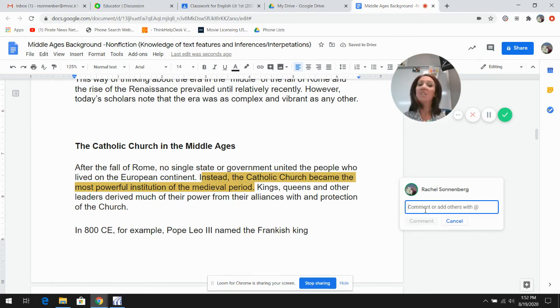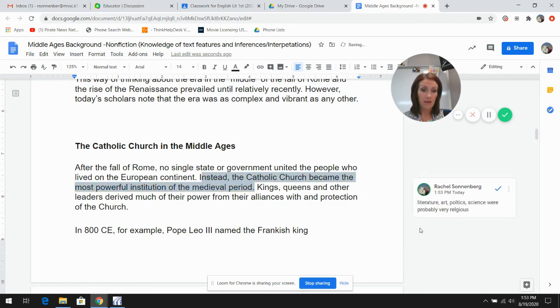My inference, it doesn't say, but I can make an assumption. The inference is that, let's see, literature, art, politics, science were probably very religious. Everything I can assume, if the Catholic Church became really big during this period, that a lot of stuff coming out of this time period is going to be related to the Catholic Church or religion. So I will slap that in my comments, and now I have made another inference.